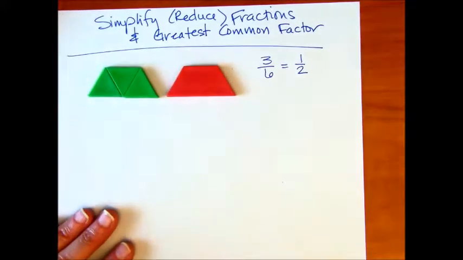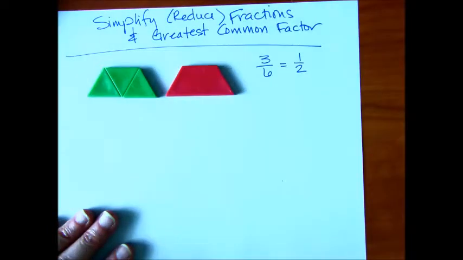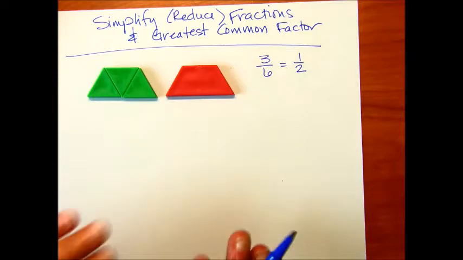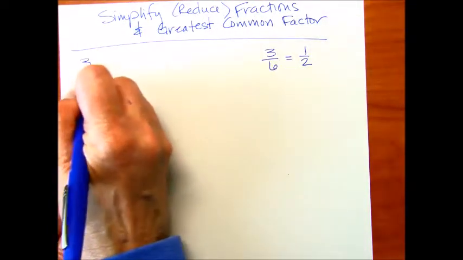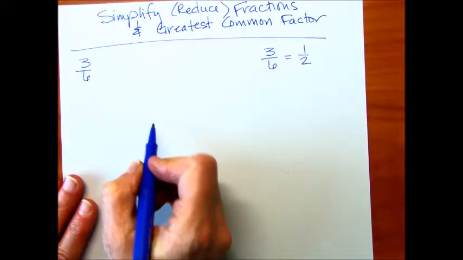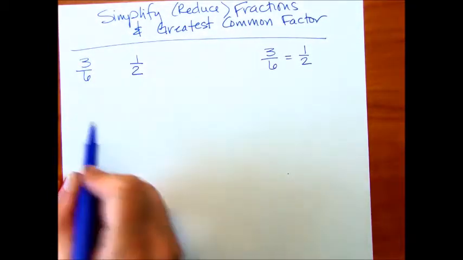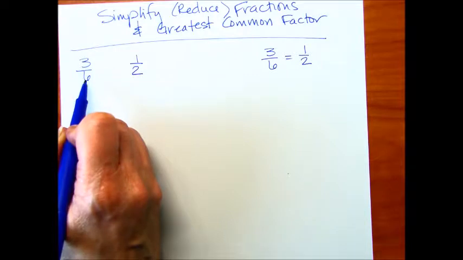Now we're not going to carry pattern blocks with us every time we want to do fractions. That's just not an efficient way to work with fractions. Let's talk about how we can reduce to lowest terms mathematically. If I have 3/6 here, and I know it's going to reduce to 1/2, I'm essentially dividing by a factor that both 3 and 6 share.